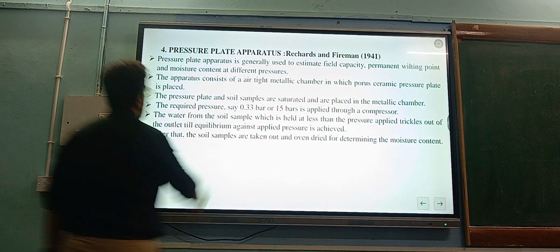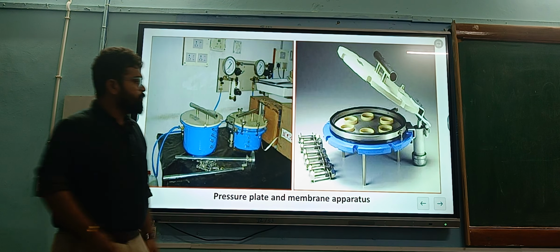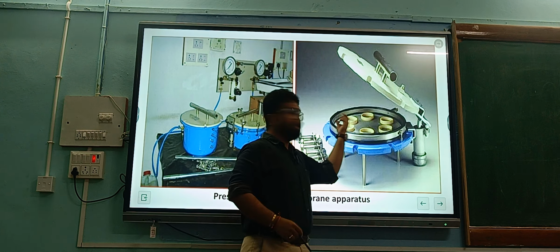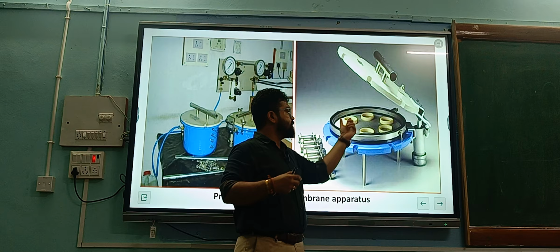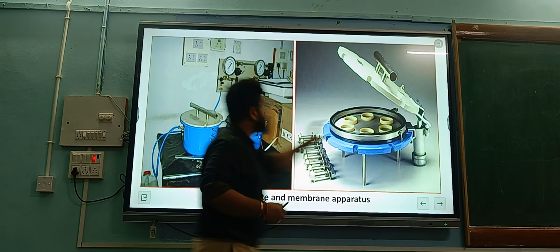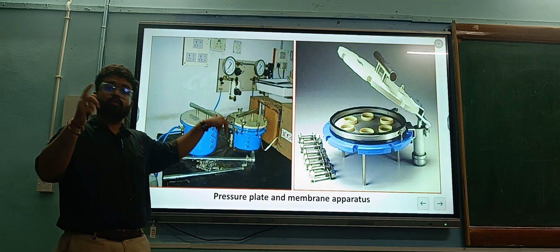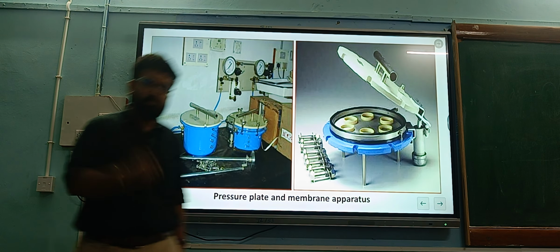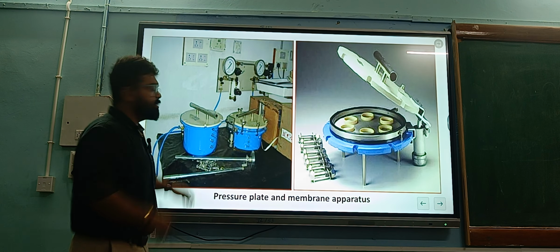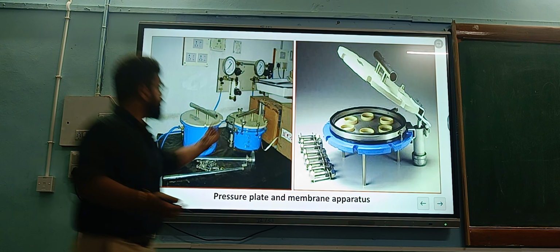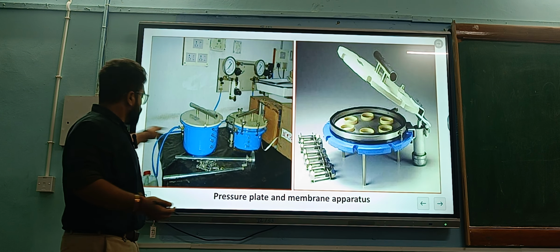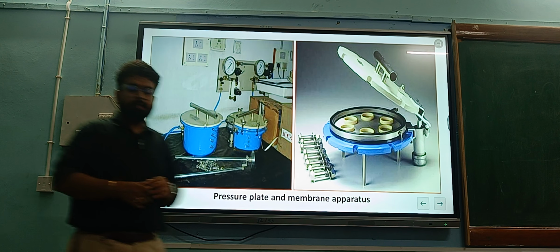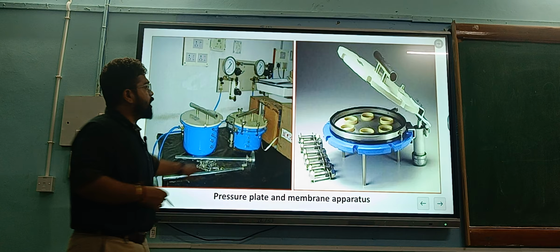This is how the pressure membrane apparatus looks. So this is a chamber, in which we have a ribbon on which the soil samples are placed. You have to saturate the soil sample and place it. Then we close the lid and apply a pressure. At field capacity condition, we apply 0.33 bar pressure. When it is the permanent wilting point condition, we have to apply 15 bar. Moisture oozes out and comes out through the outlet pipe. So we determine the amount of moisture content in the soil at that particular pressure. This is a laboratory method of soil moisture measurement.